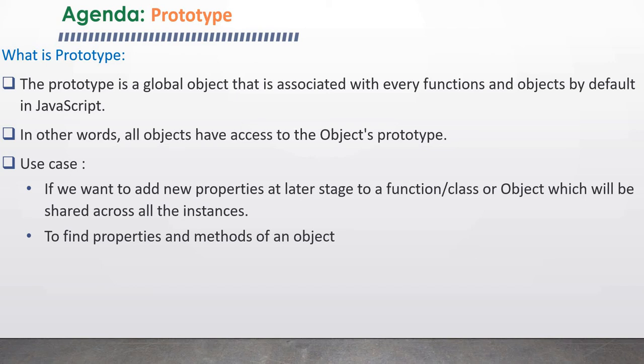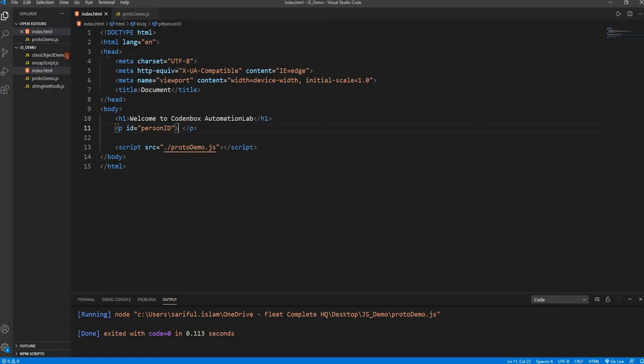We'll see the benefits. Let's see where this prototype comes from. Since I said it's hidden, why is it hidden? Where can we see the prototype? And then we'll see some use cases. So let's get back to our VS Code.